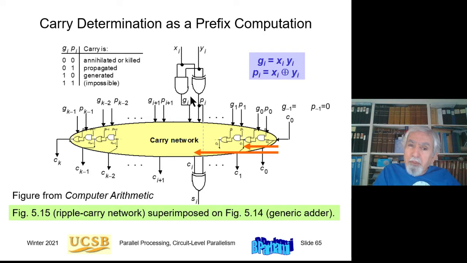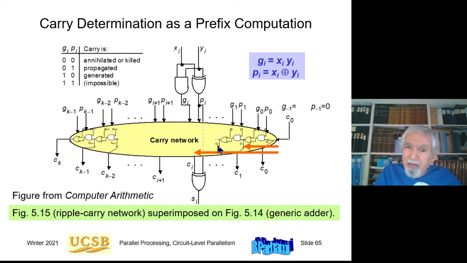Okay, so for each position, I compute these auxiliary signals gi and pi. And then I let carries propagate. This example shown here is a ripple carry network. They can also design faster networks where these P's and G's are combined. So P0, G0, viewed as just one operand, 2 bits, is combined with P1, G1 to provide this carry.